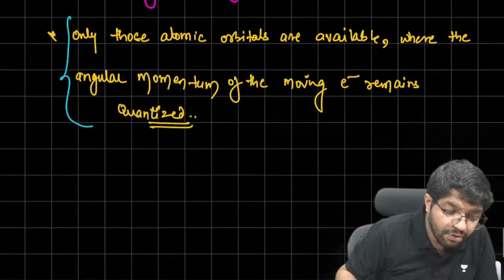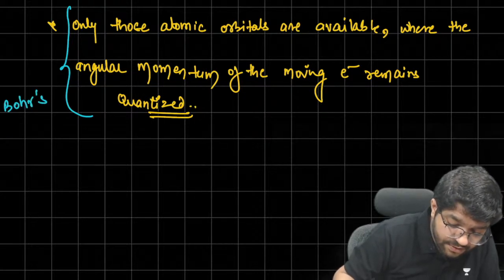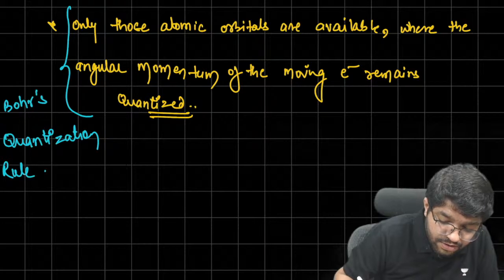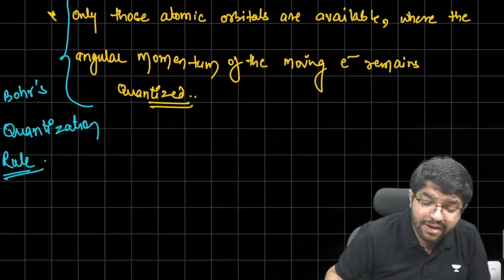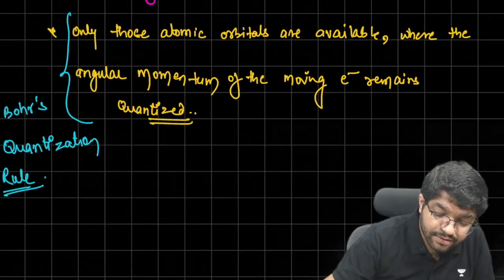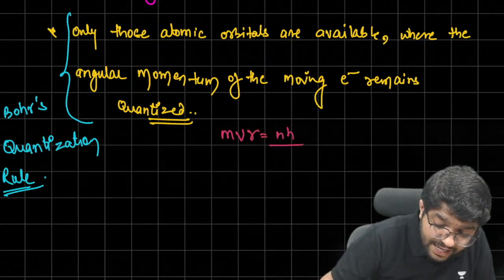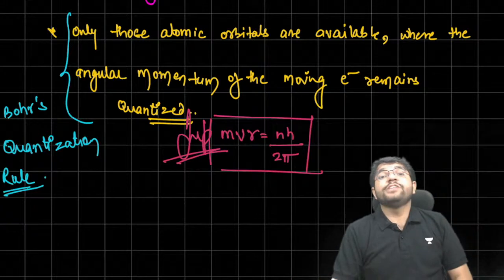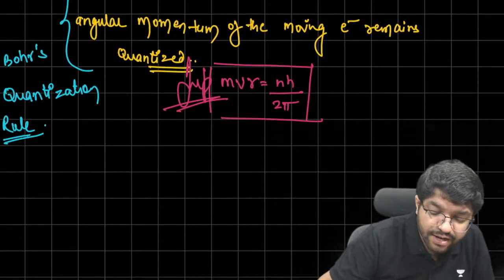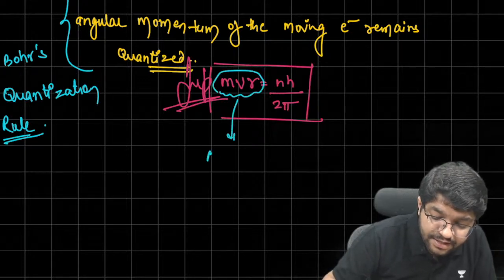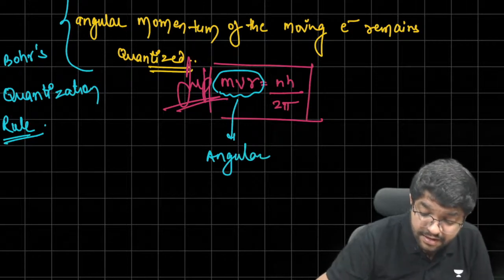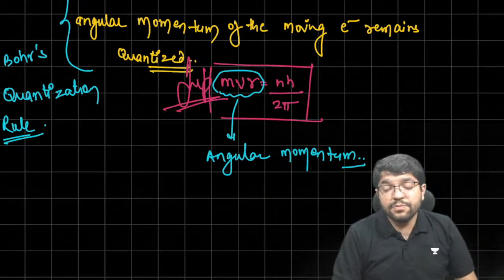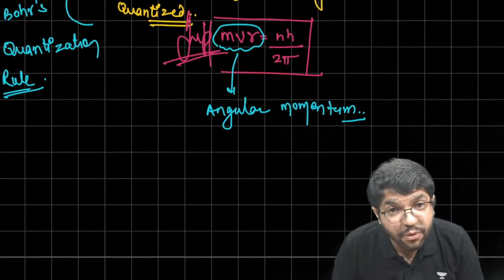This is called Bohr's quantization rule, right? And the formula for it is mvr equal to nh upon 2 pi. mvr stands for angular momentum in physics. Angular momentum, right? And nh upon 2 pi means it is quantized. So that was given by Bohr.